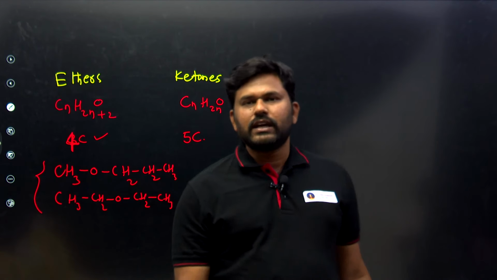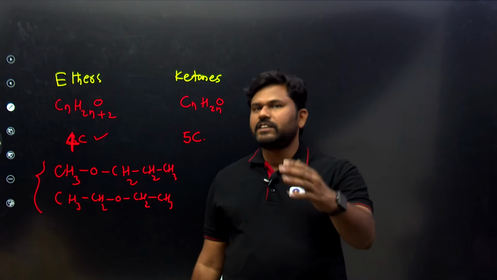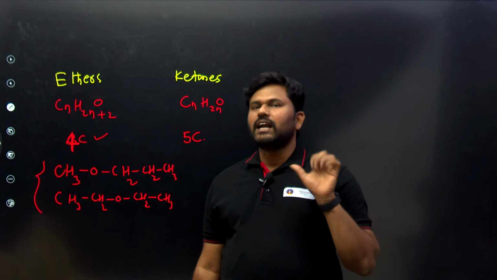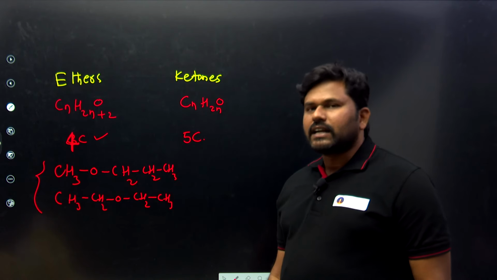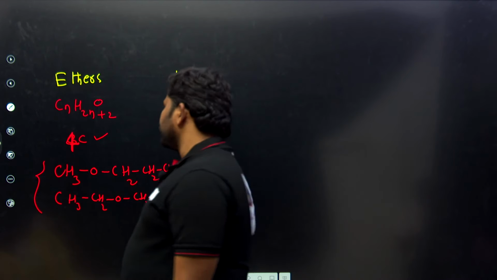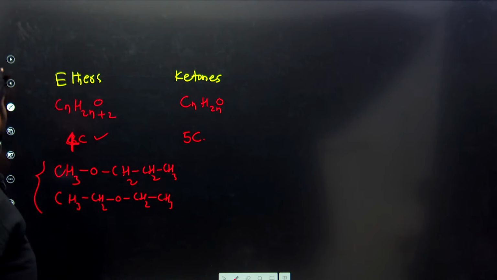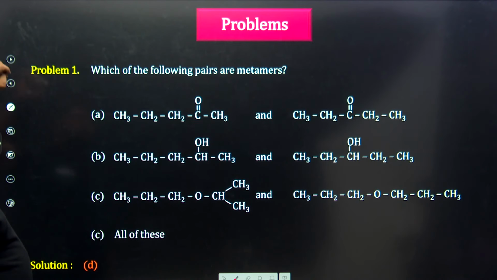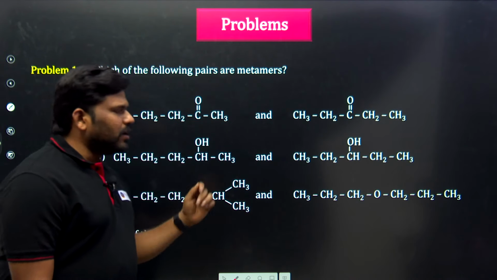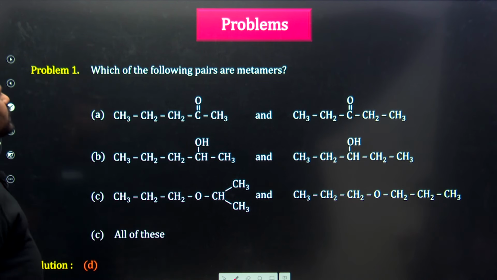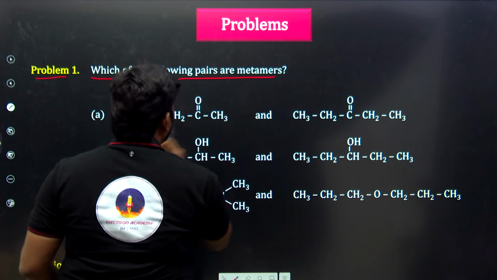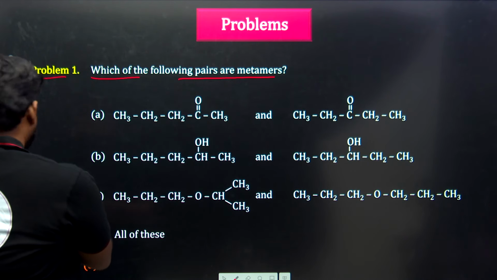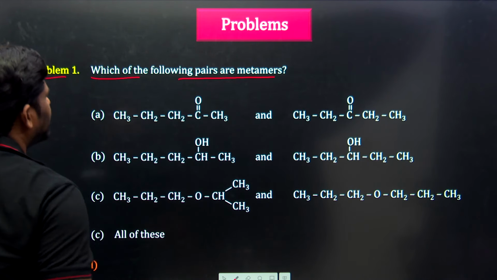So this is about metamerism. This is the fifth part of structural isomerism. In this structure only, different means metamers, also known as structural isomerism. Right. Next one, an important problem. What is the question given here? Which of the following pairs are metamers?